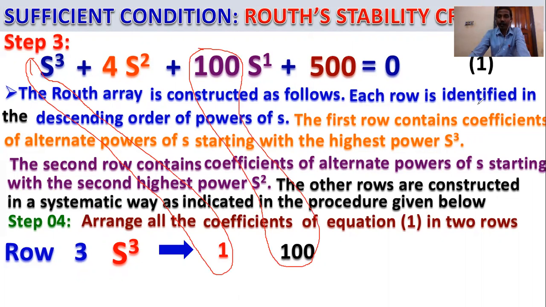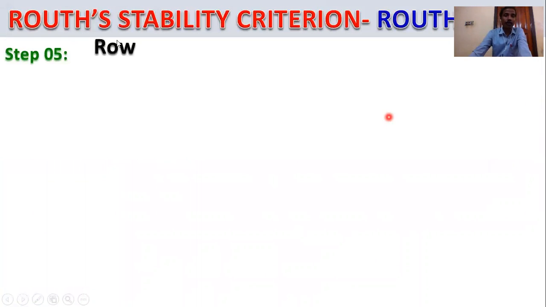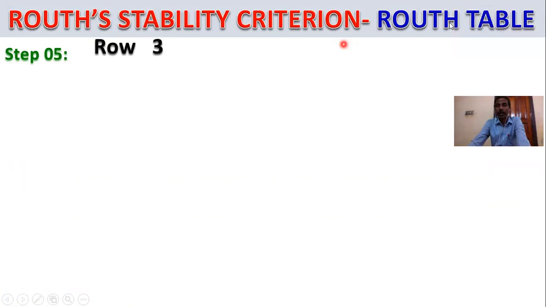And next, row 2, S square, and the coefficients 4 and 500. And S to the power 0 coefficient is 500. So 2 rows. Then construct the Routh table, Routh Stability Criterion, and this is the Routh table.